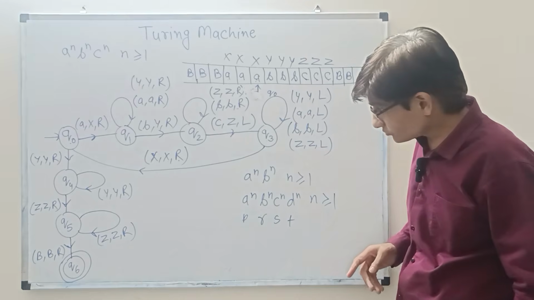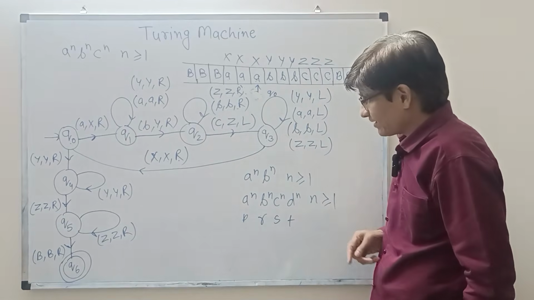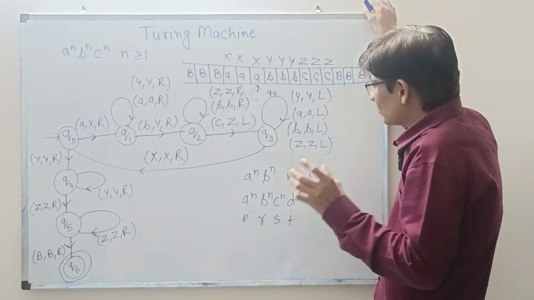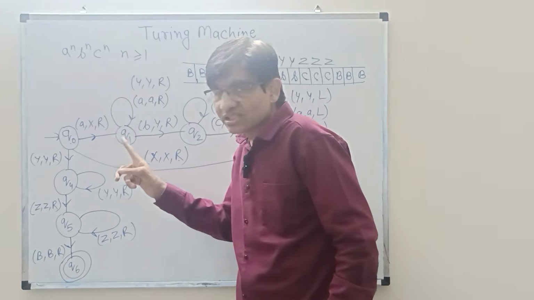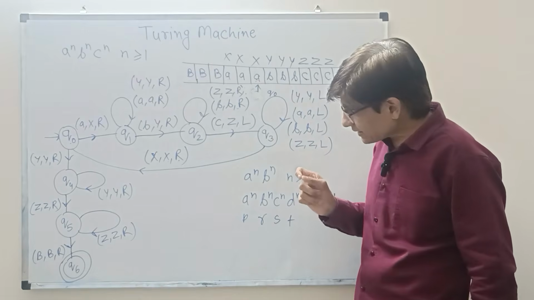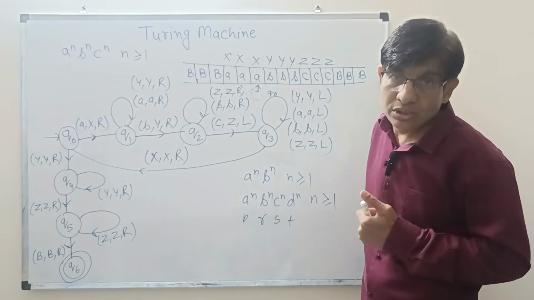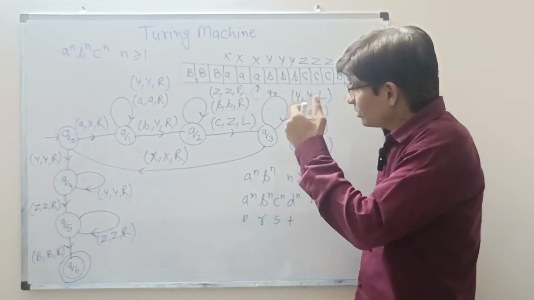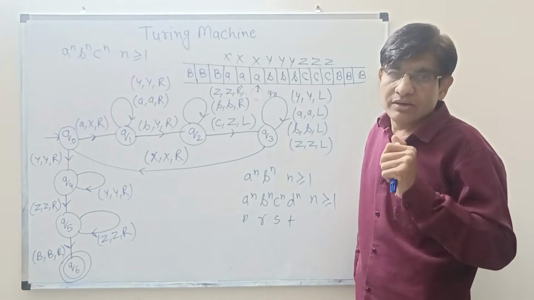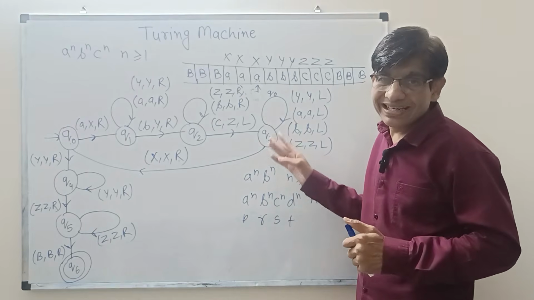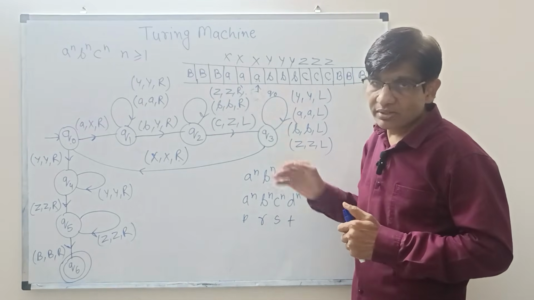One more thing: suppose you are getting an invalid string. At any particular moment you will get some combination where there is no transition for that particular combination. In that case, if you are not able to find any transition for any particular combination that you get during your process, then you can declare this string as an invalid string. So this is how you can create a Turing machine for any particular language of this family.